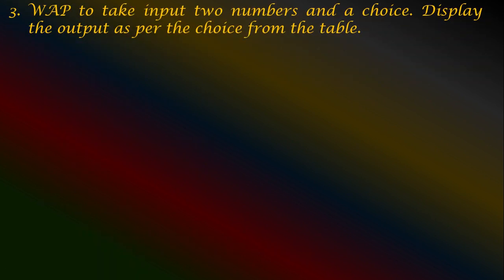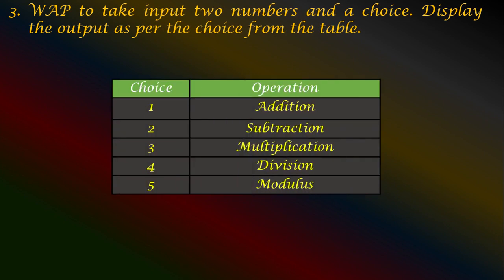Next, we will take up a different type of program. It is told that we have to take input two numbers and one choice also has to be taken as input, and we have to display the output as per the choice from the table. So in this program, I will take two numbers and another number which will be my choice, and my program will display only that particular operation on which my choice depends.